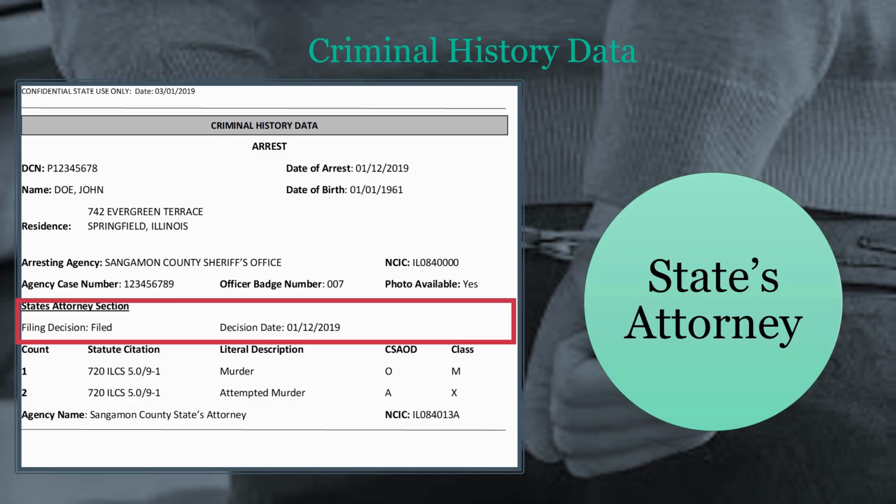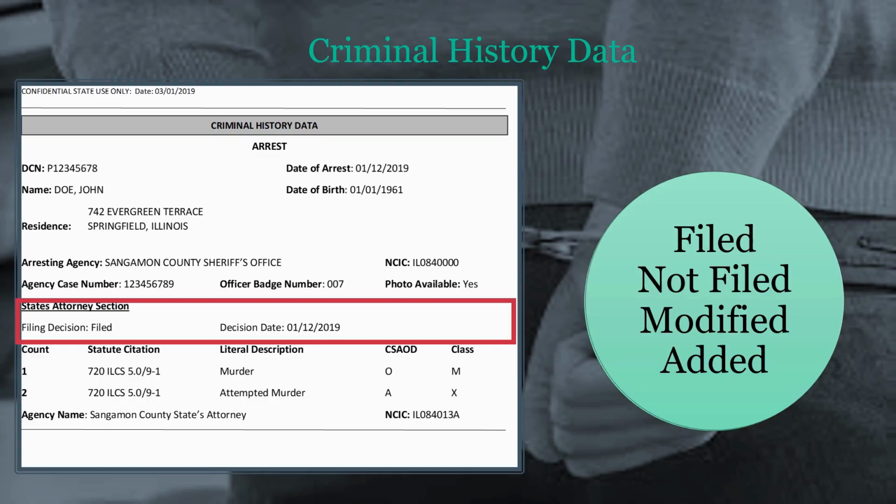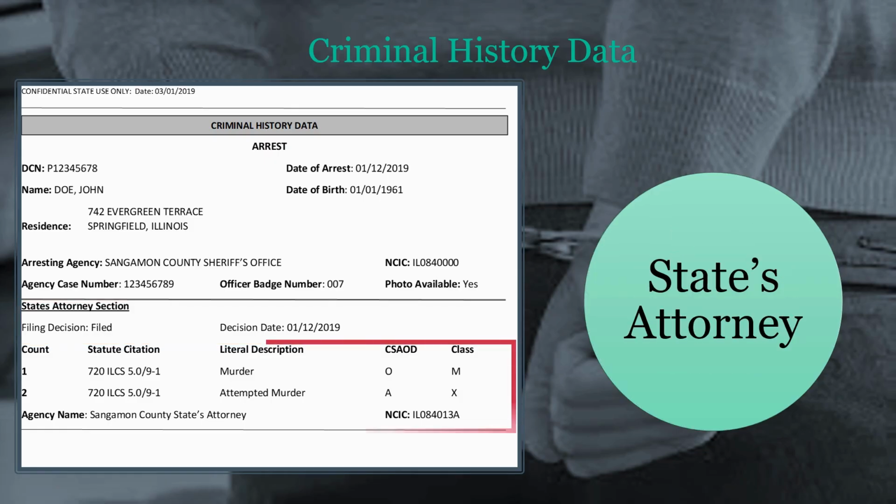The filing decisions you can see here are filed, not filed, modified, or added. The state's attorney can choose to file a case, not file a case, modify a case, or add a charge to a case. To the right of the filing decision, you will see the decision date, the date the state's attorney made this decision. All other fields located in the state's attorney section were explained as part of the arrest cycle. In the sample provided here, the state's attorney added a second count for the charge of attempted murder.